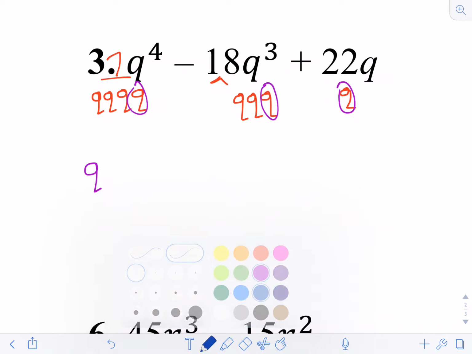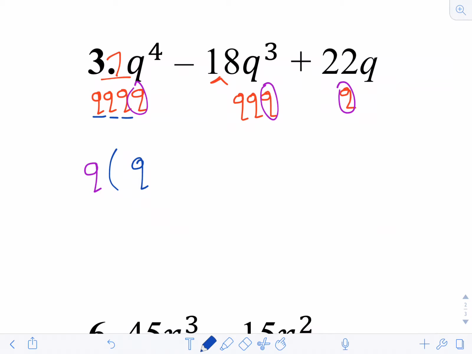So what I have left then on the inside, this first part says I pulled 1 out, I have 1, 2, 3 left over. So it's Q to the 3rd power. Then I have minus 18. I pulled 1 out, so I have 1, 2 left over. So Q squared. And the last one, I pulled the Q out. All I have left is just the 22.